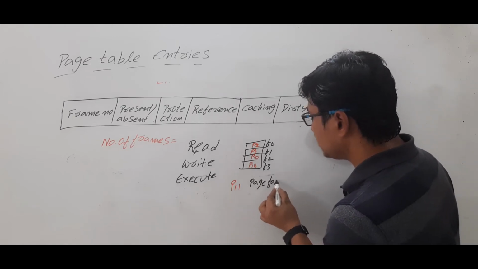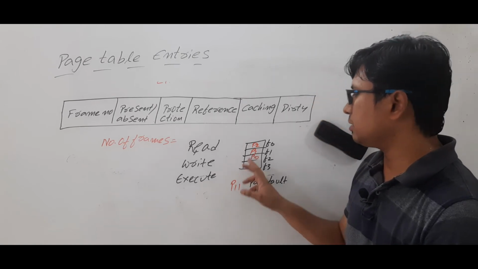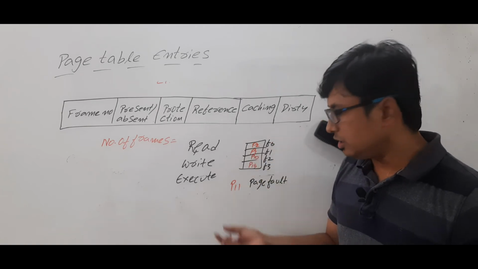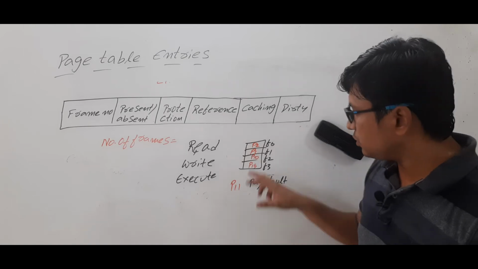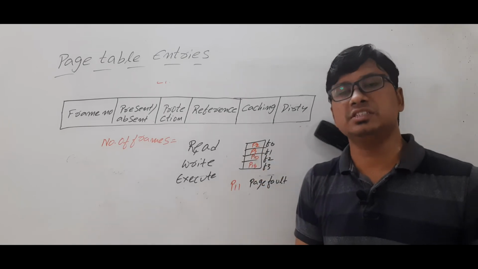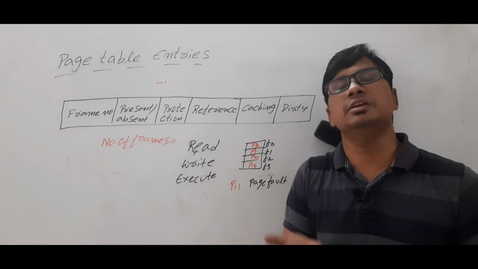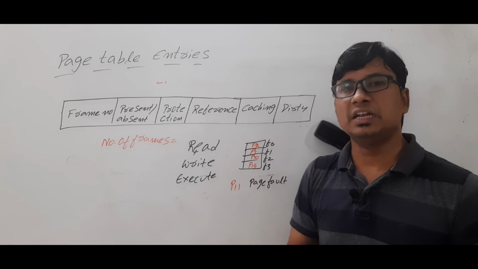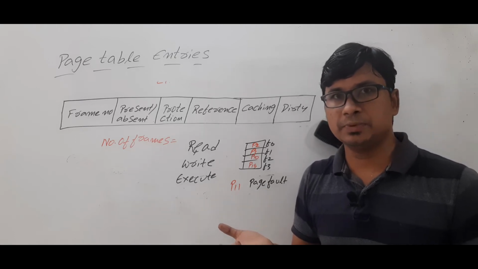Now to execute the instruction, the operating system has to load this particular page into the main memory. If the main memory is full and you want to load page number 11, then what do you have to do? You have to remove one of the existing pages. Which page you have to remove will depend on the page replacement algorithm. Okay, one of the page replacement algorithms is LRU, the least recently used page replacement algorithm.